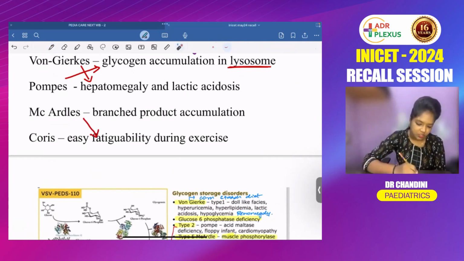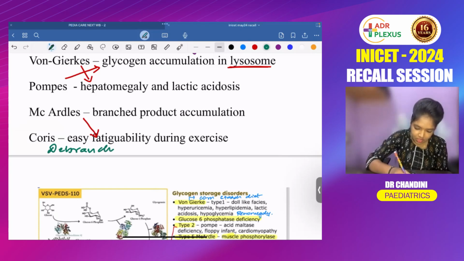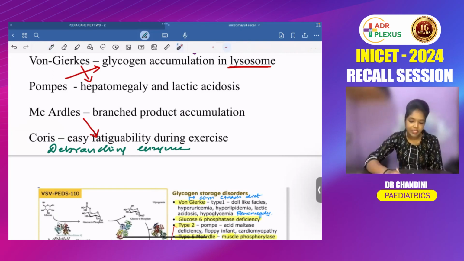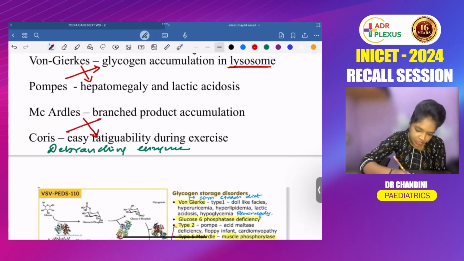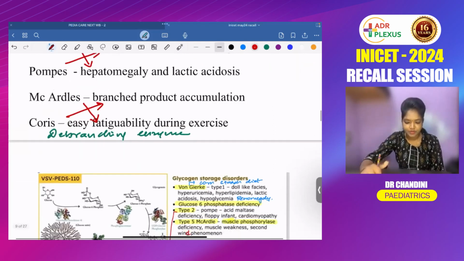The last match was Cori's. So Cori's disease is actually due to debranching enzyme deficiency. Okay. So debranching enzyme deficiency is Cori's. Andersen is branching enzyme deficiency. A, B, C, D. Andersen branching, Cori's is debranching. Because of the deficiency of debranching enzyme, there is accumulation of branched product. So the answer for Cori's is branched product accumulation. So this is a question from inborn errors of metabolism.